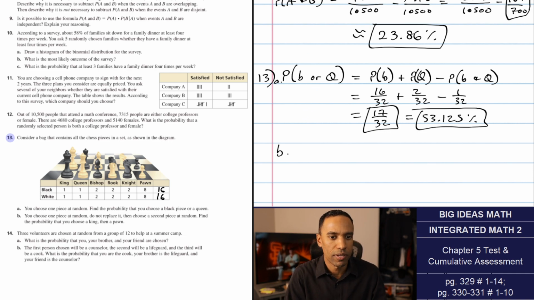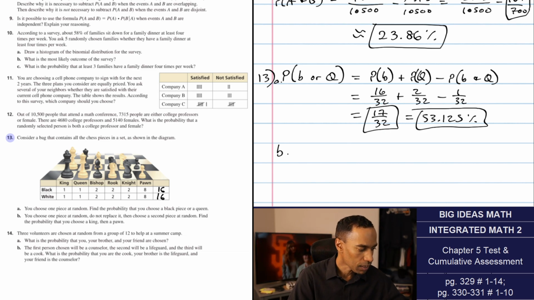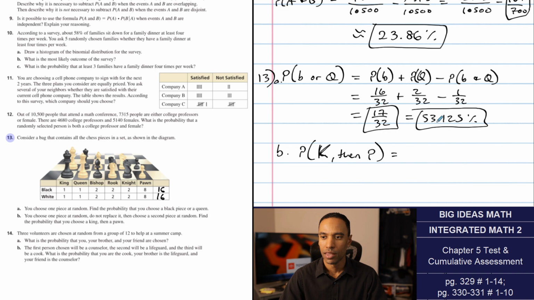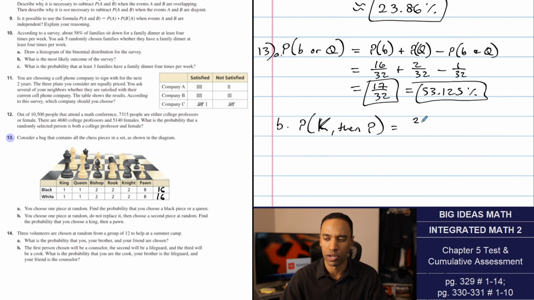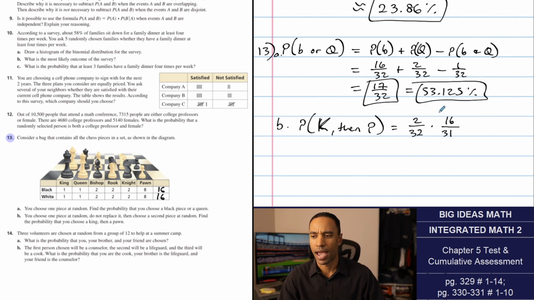Part B, you choose one piece at random, do not replace it, then choose a second piece at random, find the probability you choose a king, then a pawn. Now there are, so probability of king, then P. These are dependent events, it depends on what you choose first. First, there are 2 out of 32 that are kings, and there are a total of 16 pawns. Now, if I don't replace it, that means there are only 31 pieces left to choose from. Remember, the 2 out of 32 is you're still just selecting one piece. You're not selecting both. So selecting one of them and then this afterward.